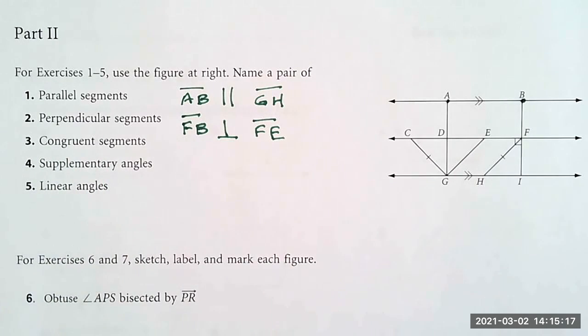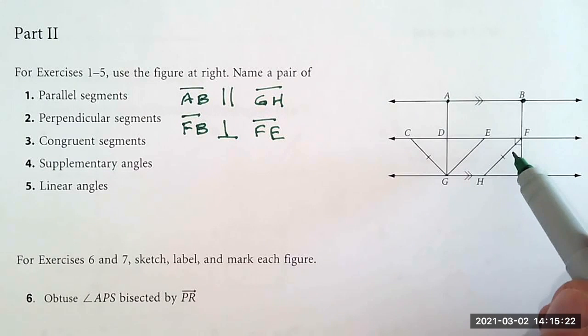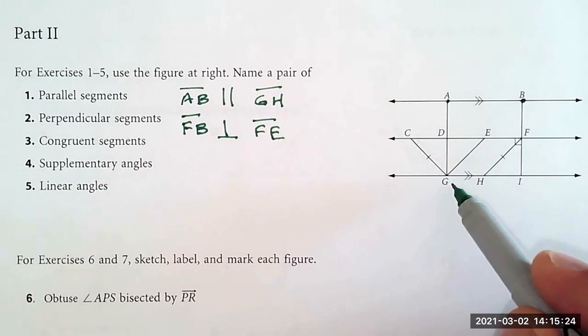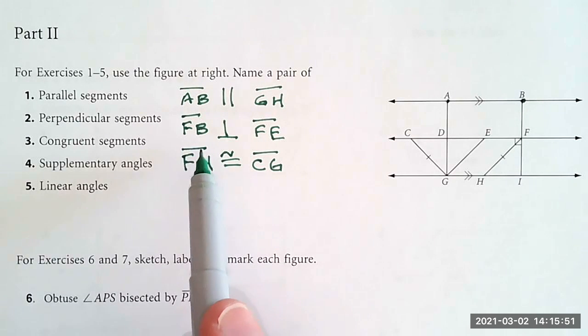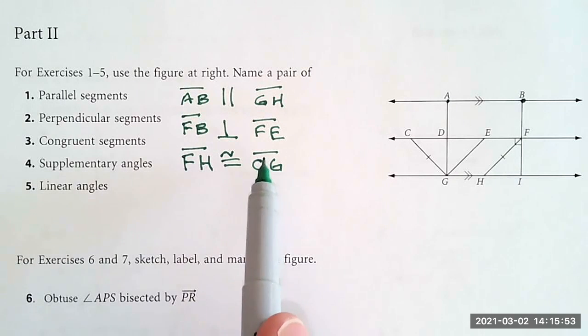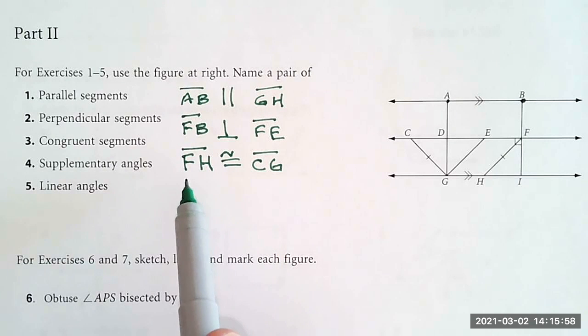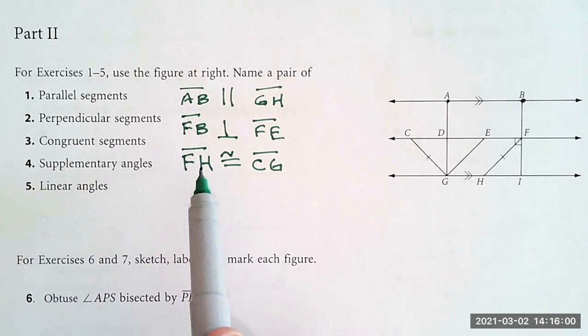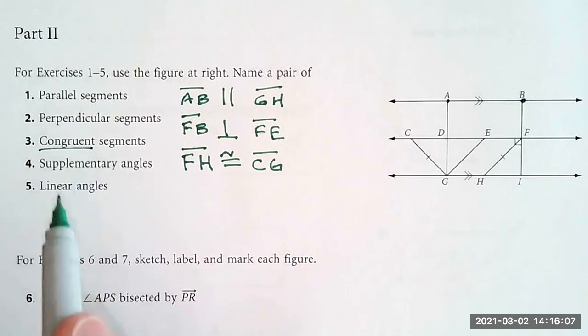Congruent segments, there are only 2 options. Segment FH is congruent to segment CG. Remember that if you're going to use the congruent symbol, you need to use the segment symbols. If I'm not using the segment symbols, then I'm saying that the distance from F to H equals the distance from C to G. This asks for congruence. Use congruence, please.